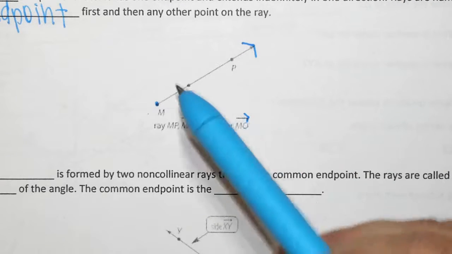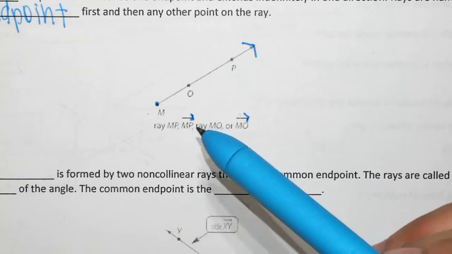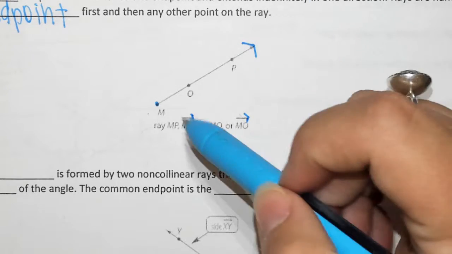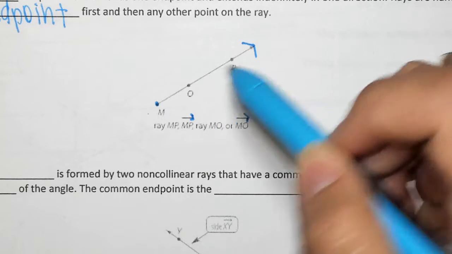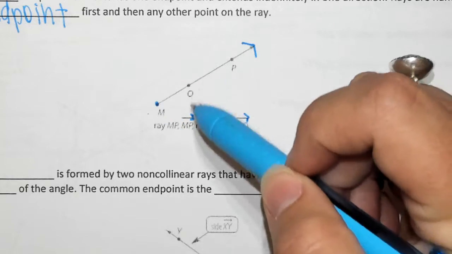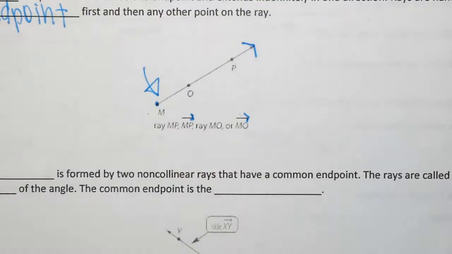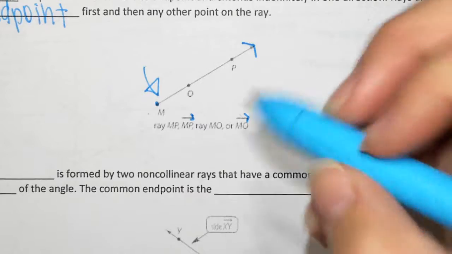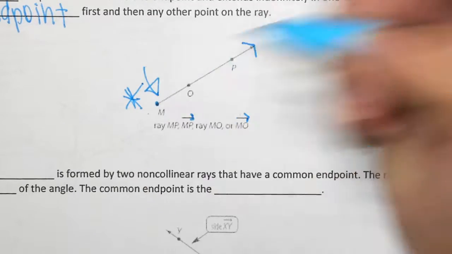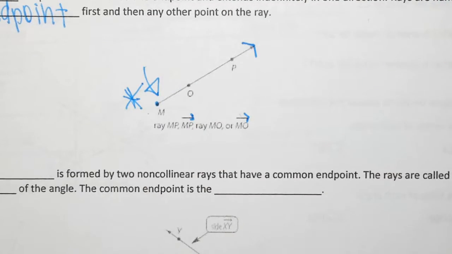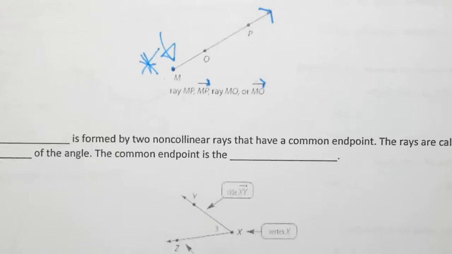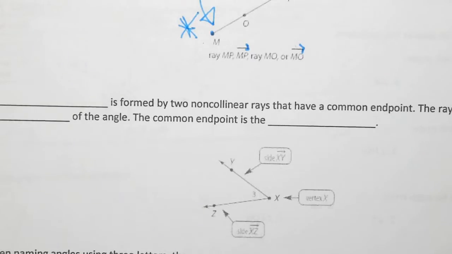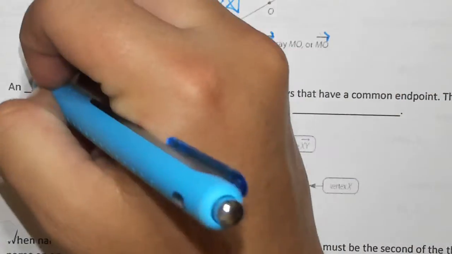So you can name this ray MP or ray MO. The big thing is you have to start at the end point. So no matter which way you name it, you always start with M, or the end point. Okay, that's a ray. Now, the next fill in the blank is an angle.